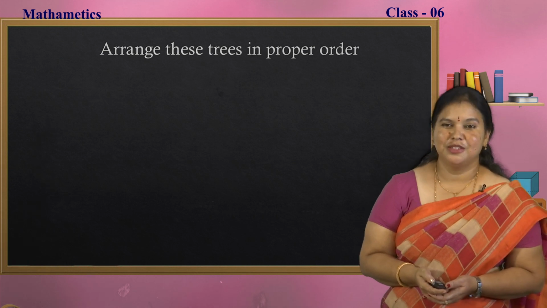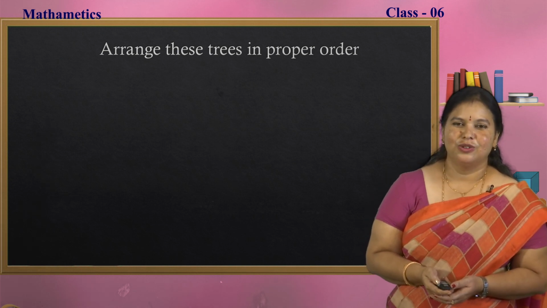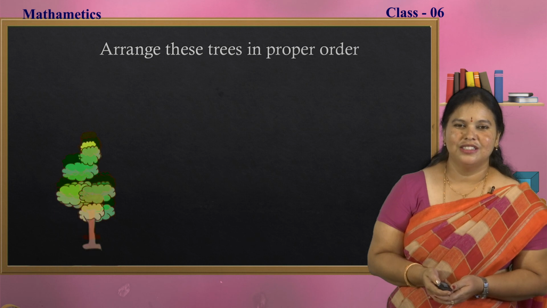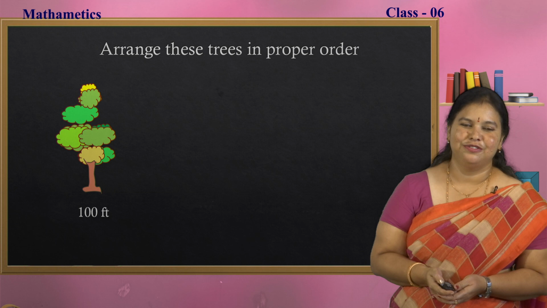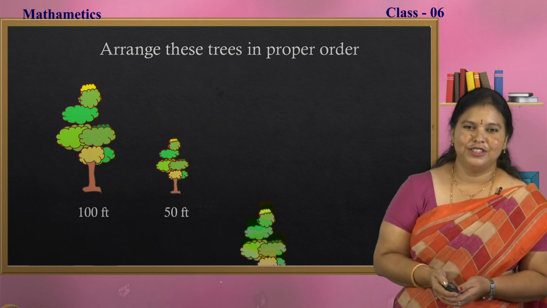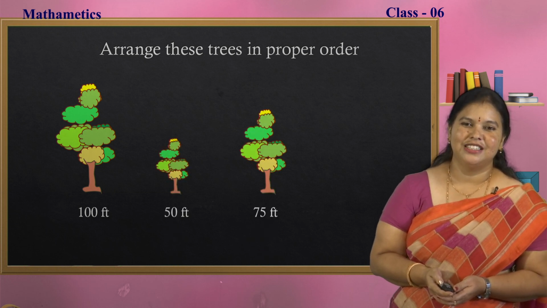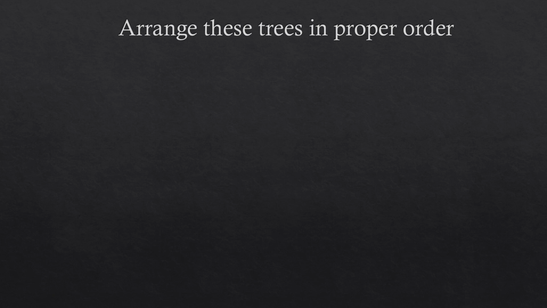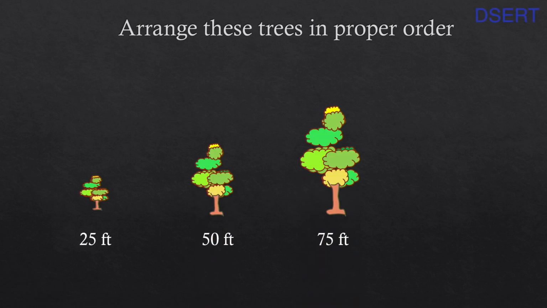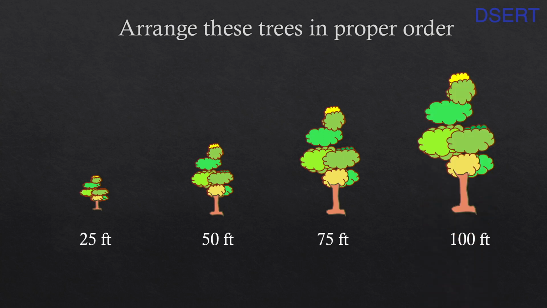Arrange these trees in proper order. Okay, let us see another example. Here I have given a tree of height 100 feet and 50 feet and 70 feet height tree and a smaller tree 25 feet. You have to arrange these trees in proper order. Okay, 25 feet, 50 feet, 75 feet and 100 feet.